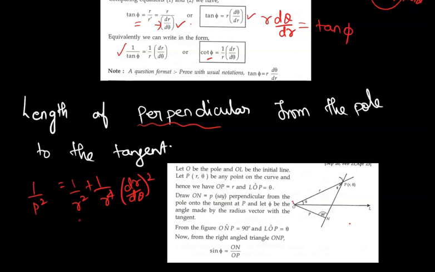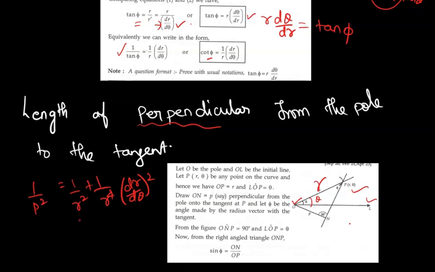And again, if you see, O is the pole, and this is the initial line, that is OL is the initial line, and P (r, theta) is any point on the curve. Obviously, this is r, and this angle is theta. The same thing I'm writing again.